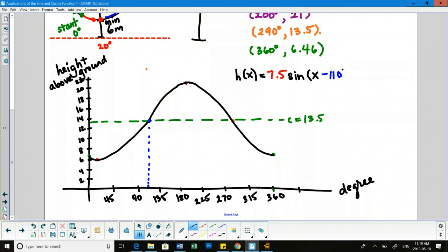And what about my C value here? I have to do this midline location. So I'm actually going to use that middle location of 13.5. Okay?